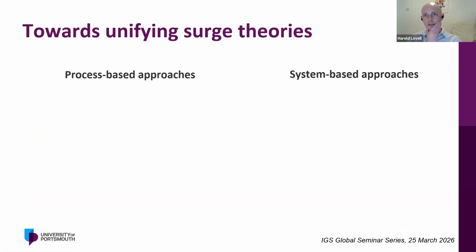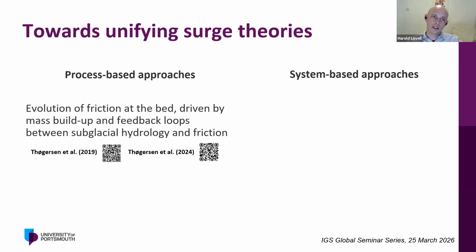The unifying properties of most surges mean that there's a drive towards thinking of a single theory which can help to explain surging, and that's taken two main approaches. Process-based approaches include the Ferguson et al. studies, and that looks at how friction evolves at the glacier bed, particularly how that's driven by the buildup of mass, as we see in the reservoir zone, and then any feedback that you get between the subglacial hydrology and friction, and how that then allows this instability to propagate in different directions across the glacier.